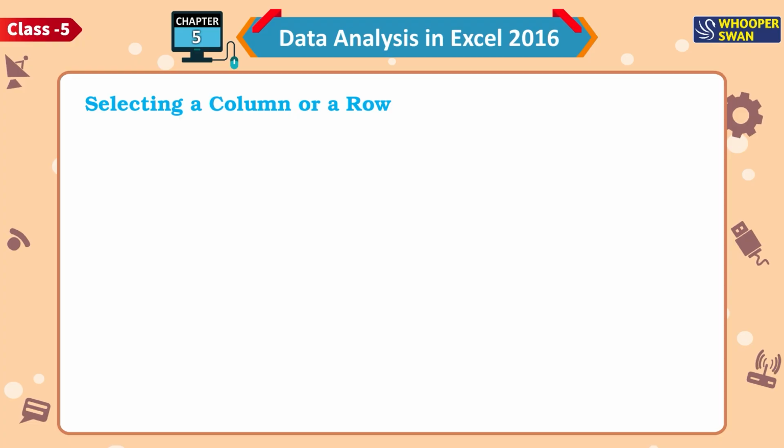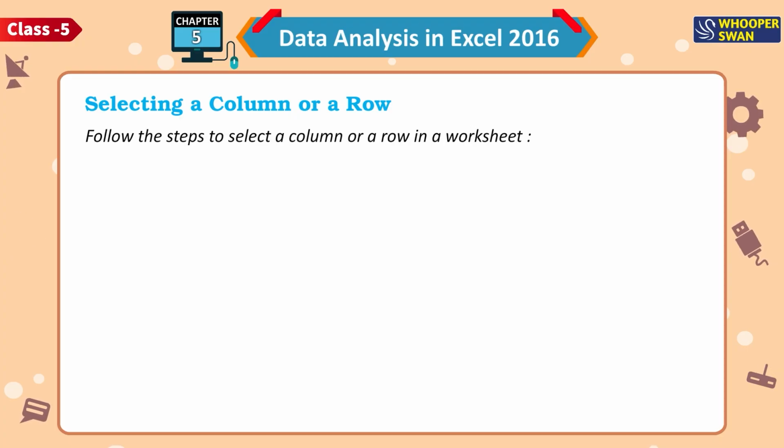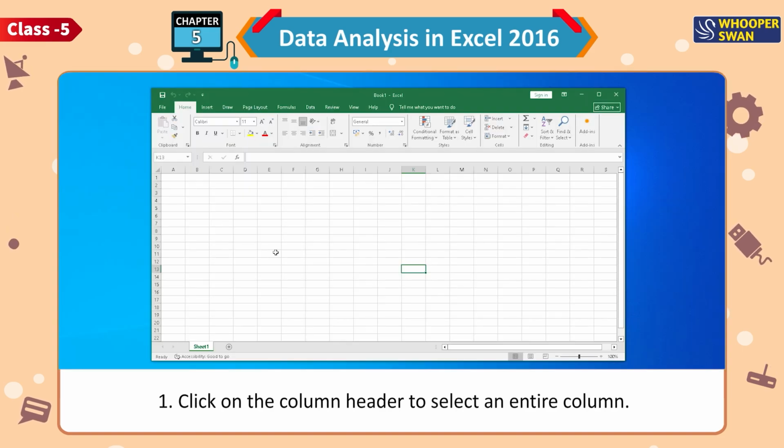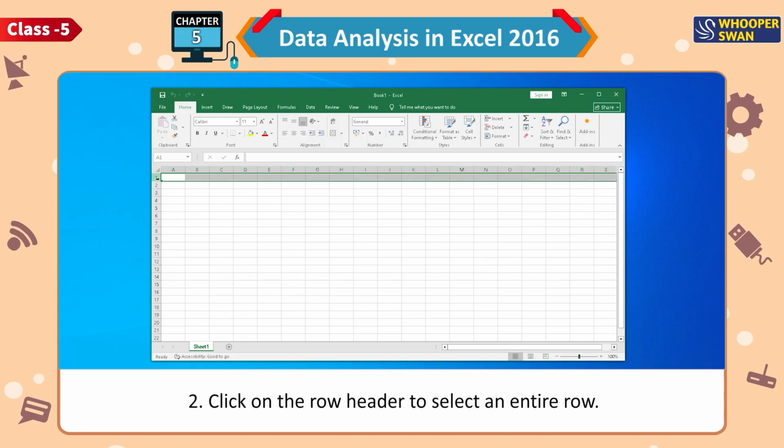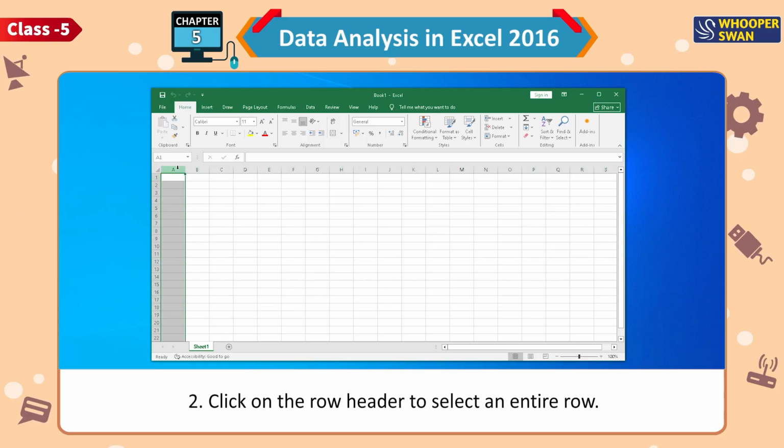Selecting a column or a row. Follow the steps to select a column or a row in a worksheet. Step 1. Click on the column header to select an entire column. Step 2. Click on the row header to select an entire row.